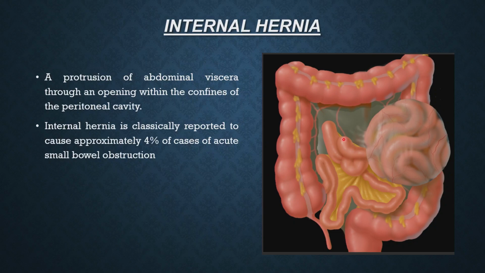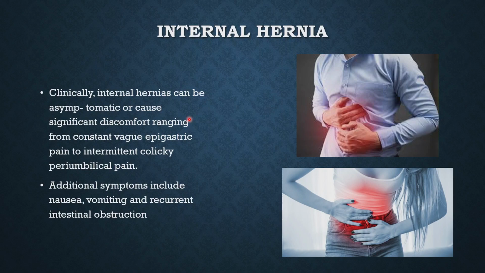Internal hernias are classically reported to cause approximately 4% of cases of acute small bowel obstruction. The orifice of the internal hernias can be congenital or acquired, mostly after surgery.